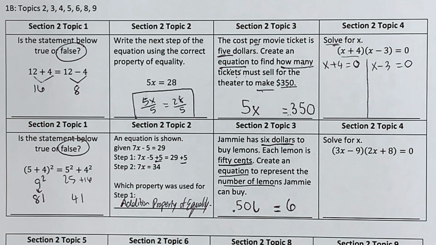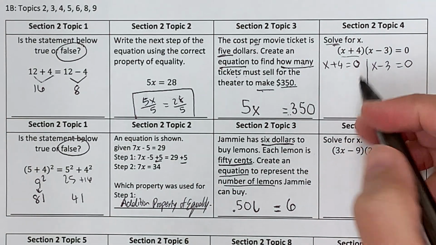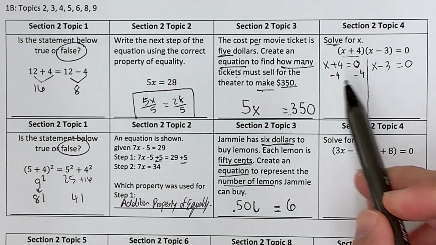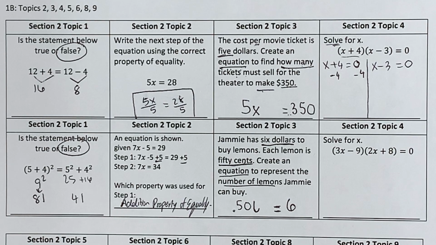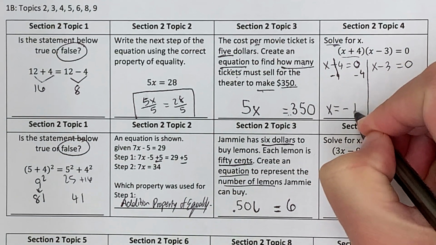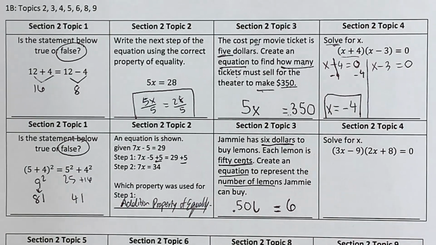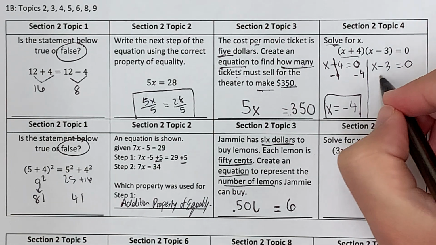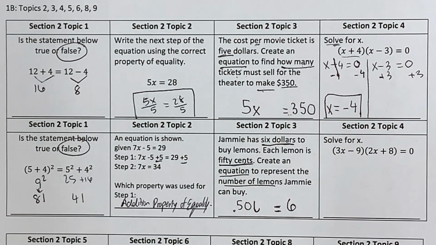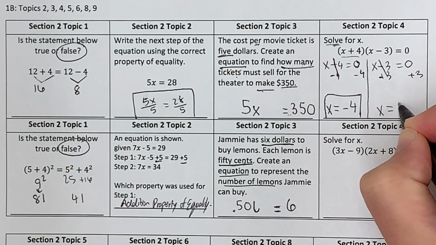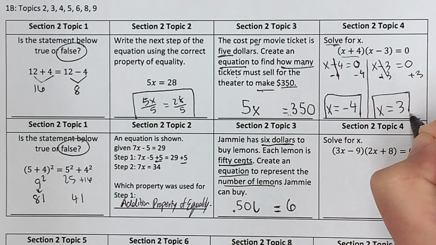And then we gotta solve. The opposite of plus 4 is minus 4, so we're gonna do minus 4 on both sides of that equal sign. These 4's cancel out, we get x equals -4. Then over here, I've got a minus 3. Well, the opposite of a minus 3 is a plus 3, so add 3 to both sides. These cancel out, x equals 0 plus 3, which is just 3.